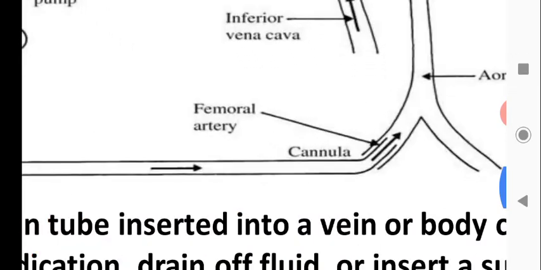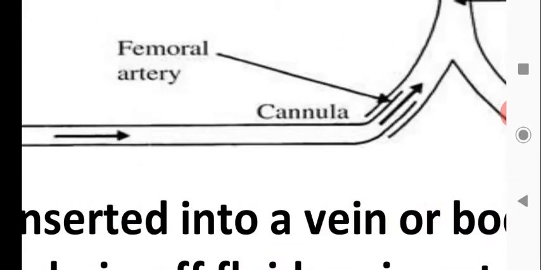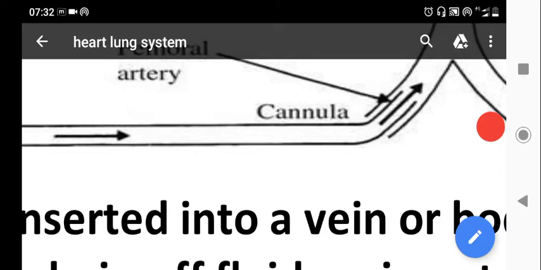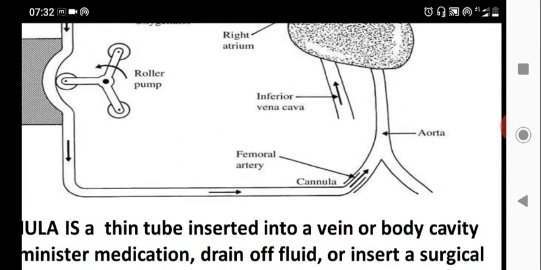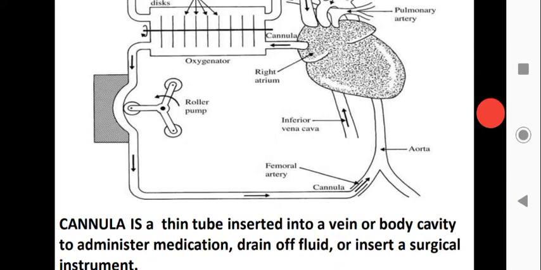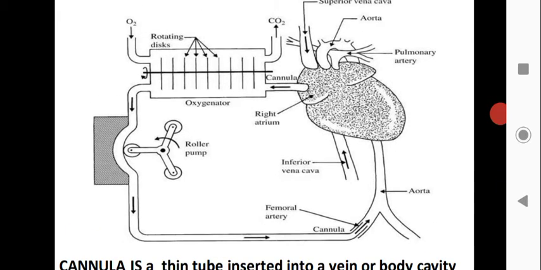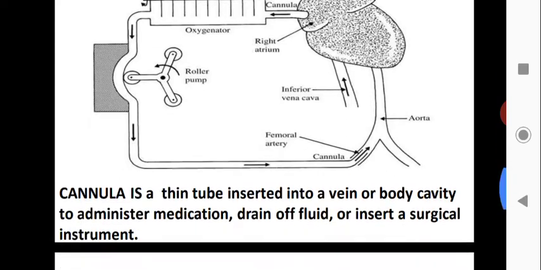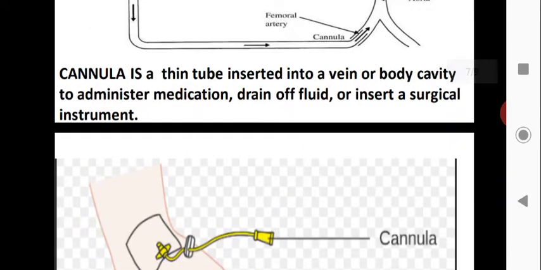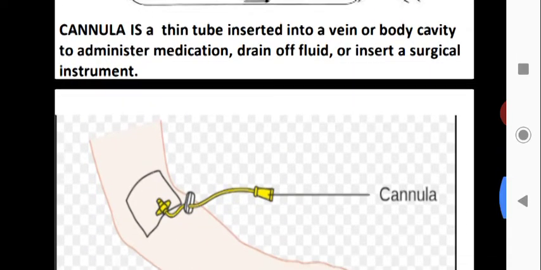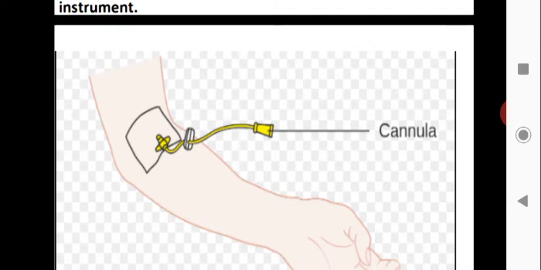See the cannula, you can see there is an artery. Inside that you are inserting a tube, that is the cannula. I think you understood what this cannula is, how the oxygenator will work and how the roller pump will work here. The cannula is a thin tube inserted into the vein or body cavity to administer medication, drain fluid, or insert a surgical instrument. So it's a small tube inserted.